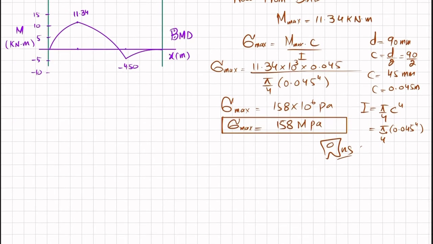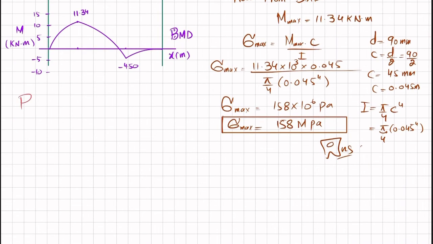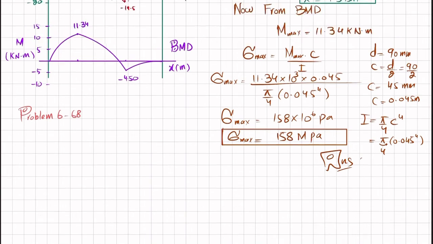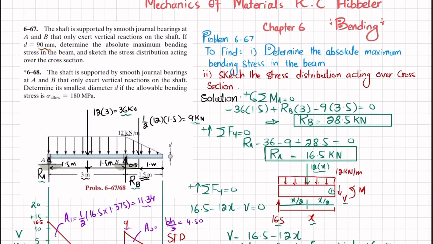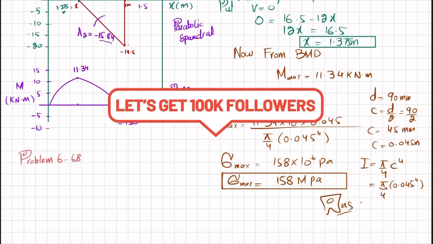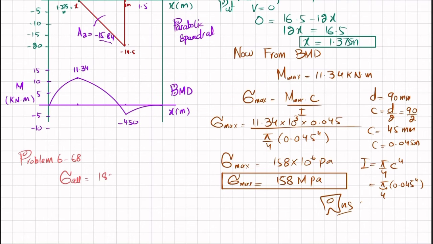Problem 6-67. Now we'll move to solve problem 6-68. And what's the statement? The statement is the shaft is supported by smooth journal bearings at A and B that will exert vertical reaction on the shaft. Determine the smallest diameter D if allowable bending stress is 180 megapascal. So we have been given allowable bending stress, that is 180 megapascal.